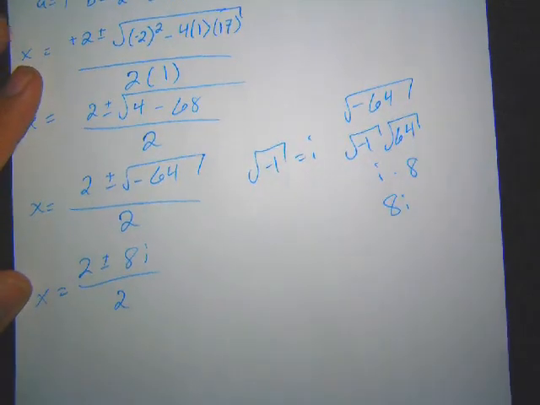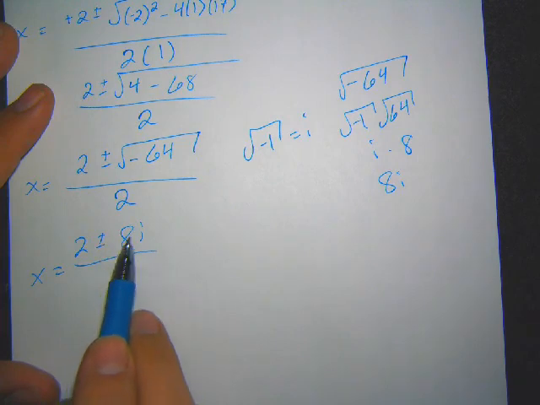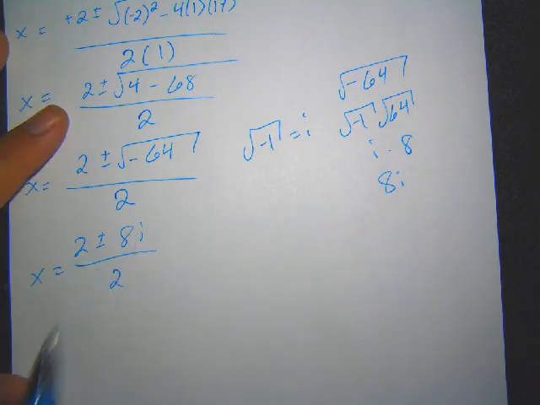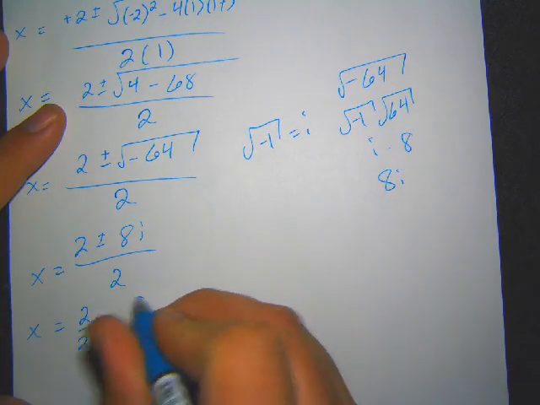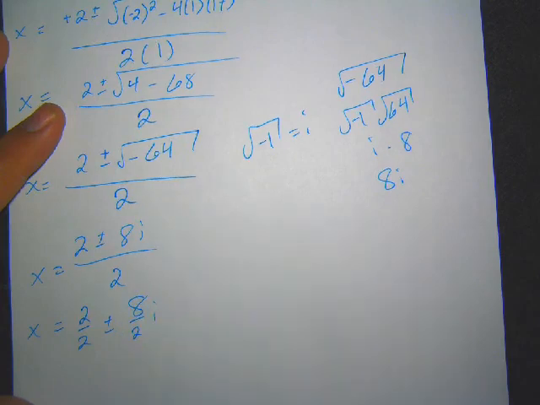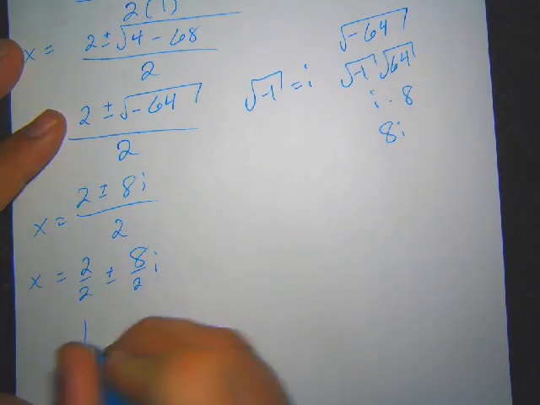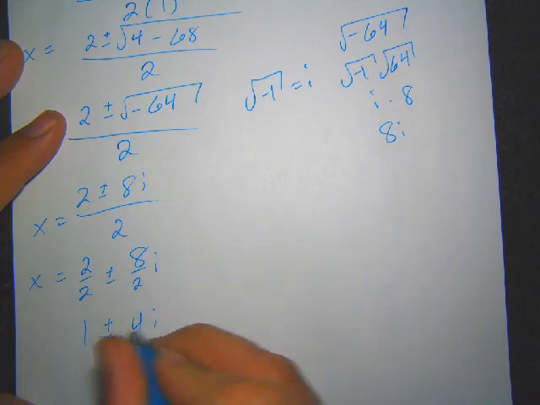I'm not quite done yet, because we saw last section that we always want these imaginary numbers written in standard form. So you can't write it as a big fraction like this. You have to divide both parts by 2. So I'm going to write this as 2 divided by 2, plus or minus 8 divided by 2, and I always put that i on the side. Now these divisions actually work, so I'm not going to leave them as fractions. 2 divided by 2 is 1, 8 divided by 2 is 4. So my final answer is 1 plus or minus 4i.